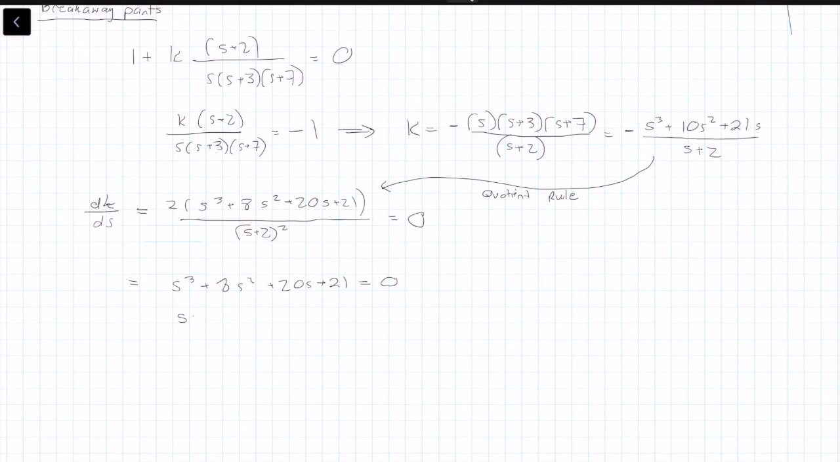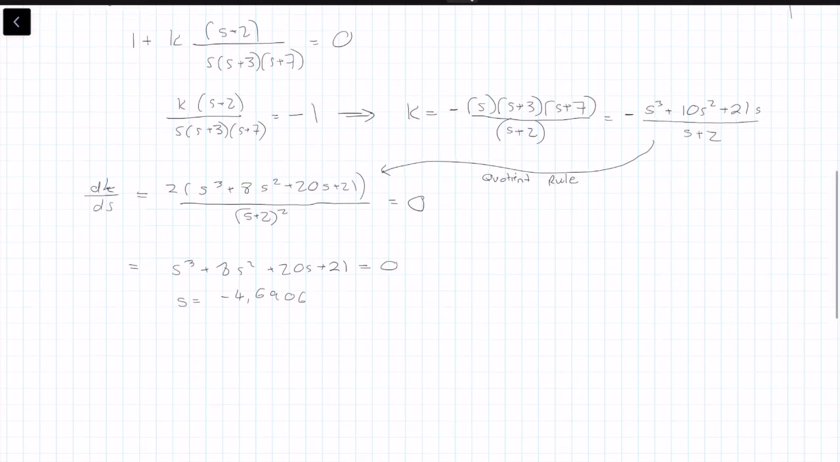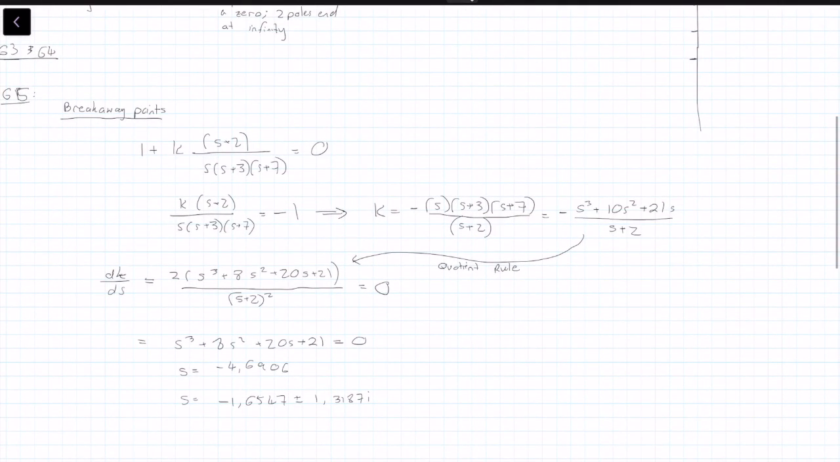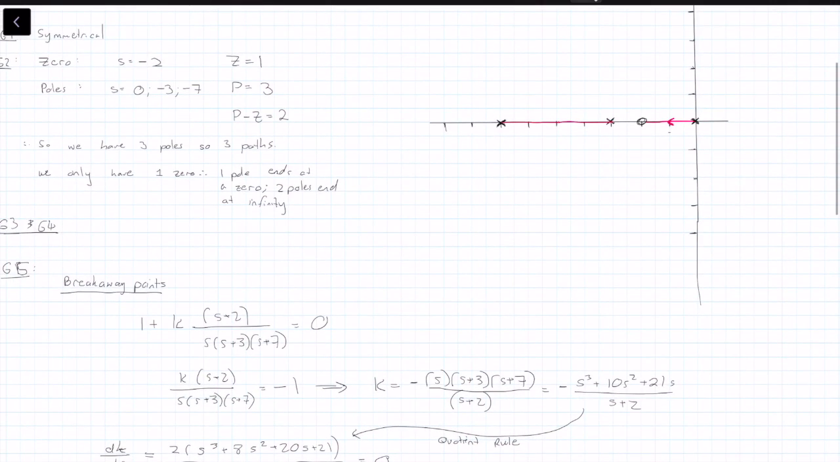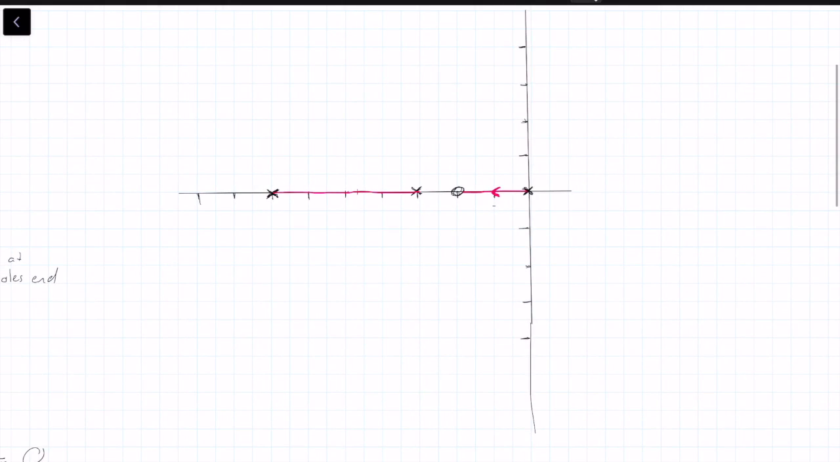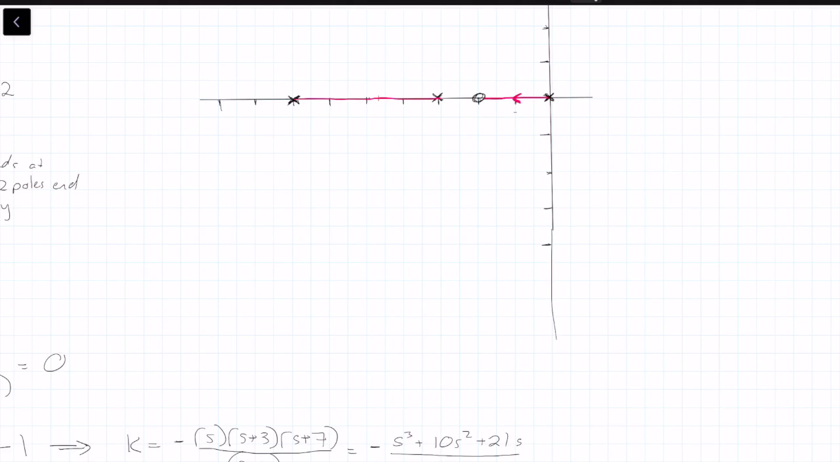So s is equal to minus 4.6906, or s equals minus 1.6547 plus or minus 1.3187i. We've got three options, but we need to figure out which ones are applicable and which are not. Minus 4.7 would fall somewhere around there, past minus 1, 2, 3, minus 4, and that's actually on our root locus, which is the most applicable place for it to be.